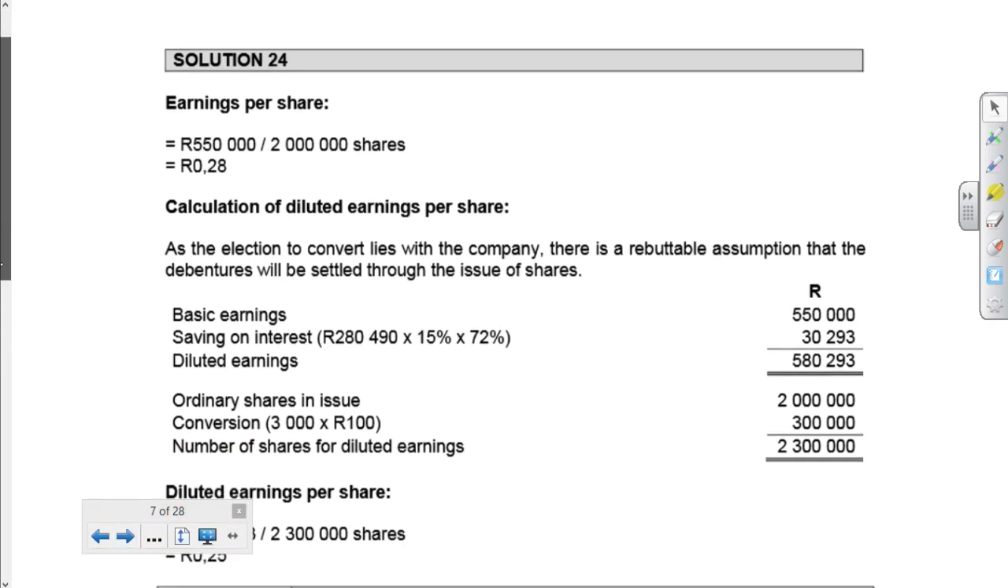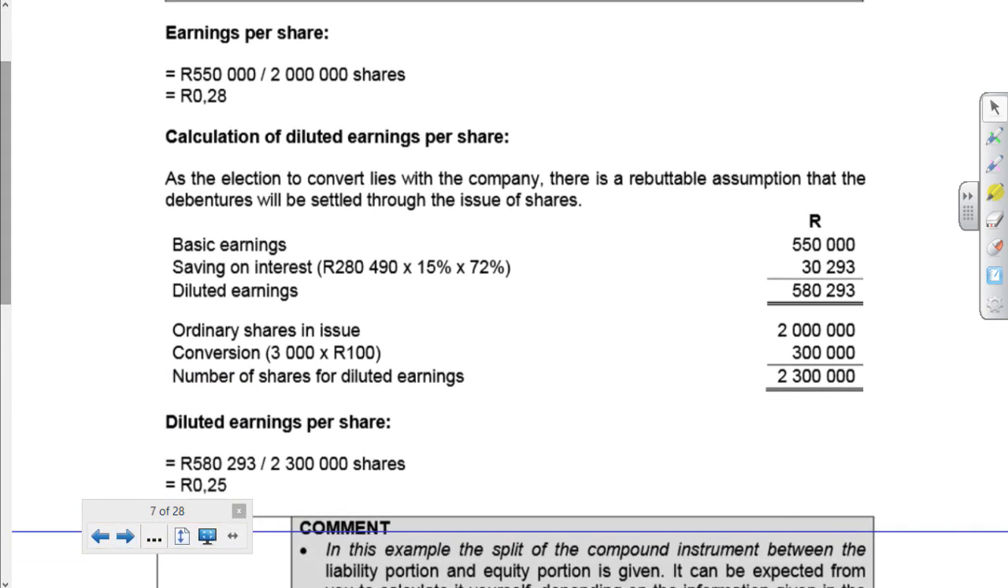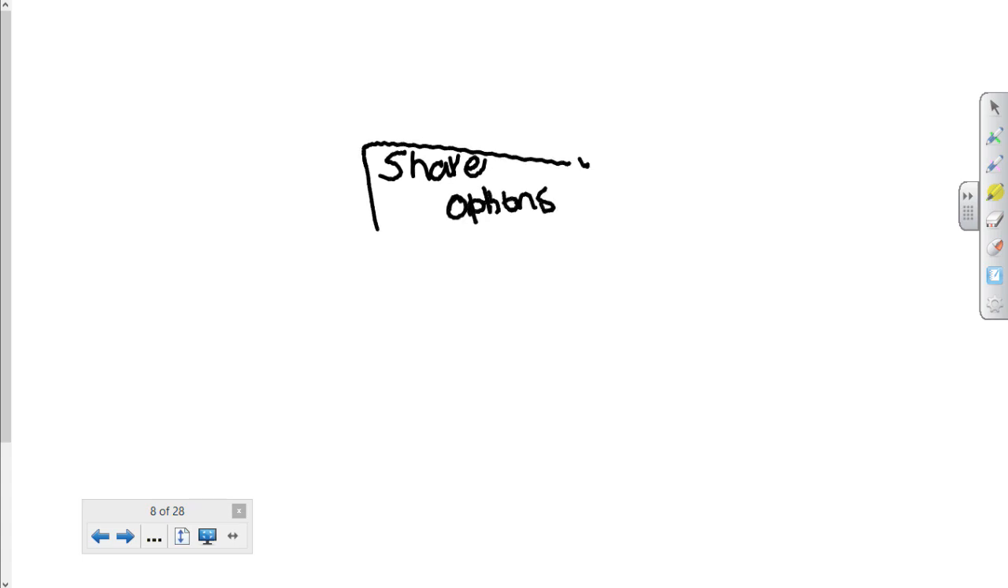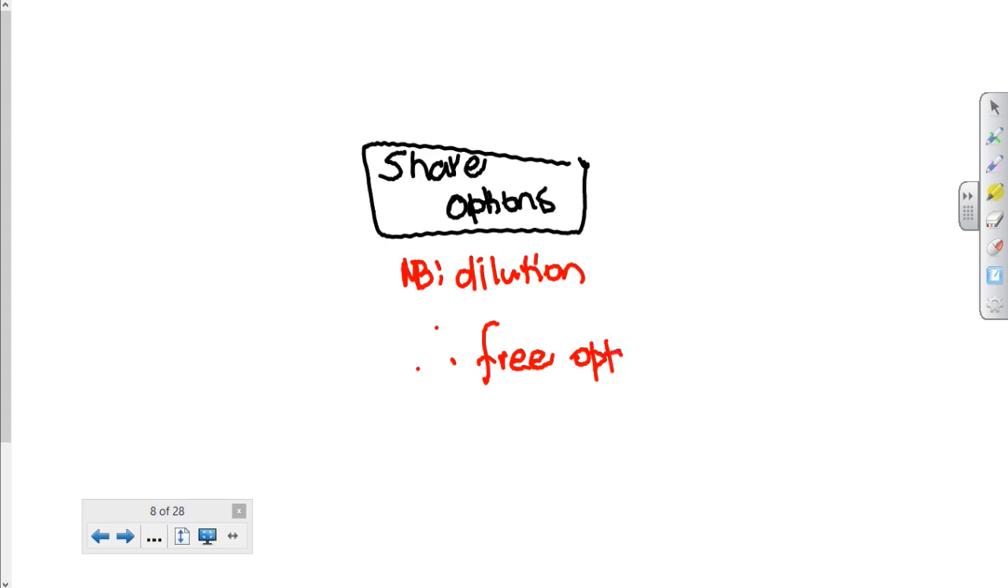So that's your convertible debenture. And these two are always asked. Convertible prefs, convertible debentures. The third one that is almost always asked is share options. Now, remember that I'm only looking for dilution. So therefore, I'm only looking for free options. I'm not looking for options that are paid for.